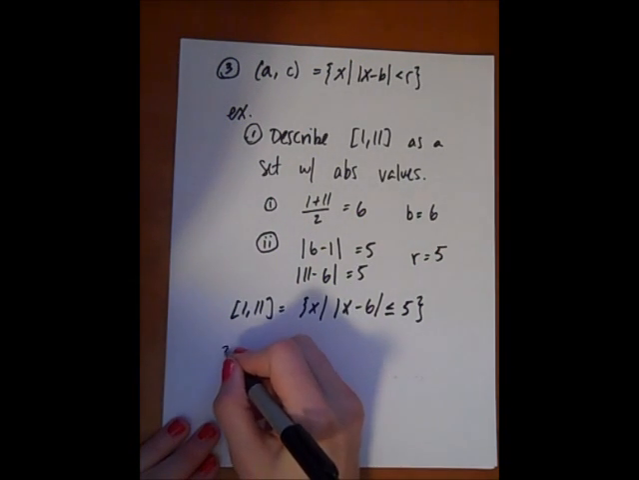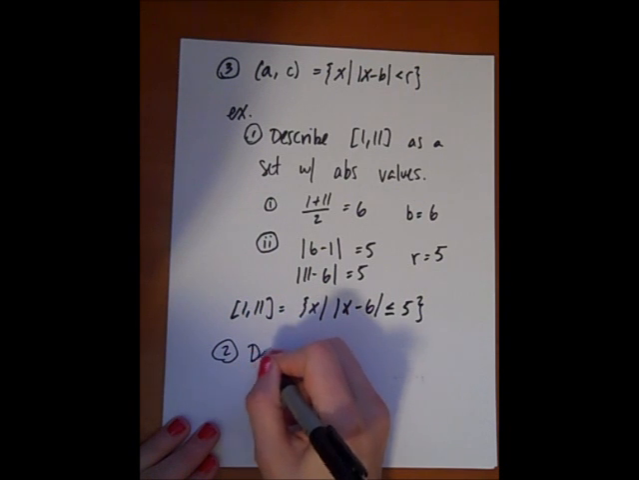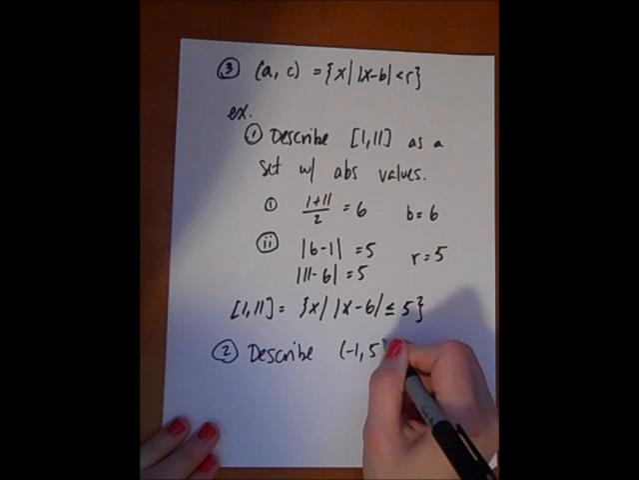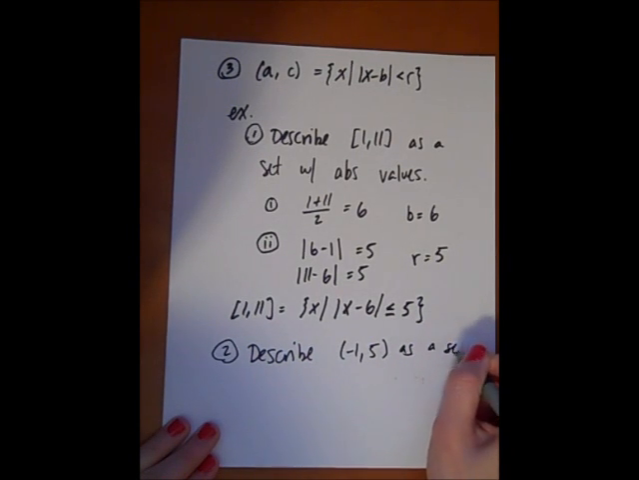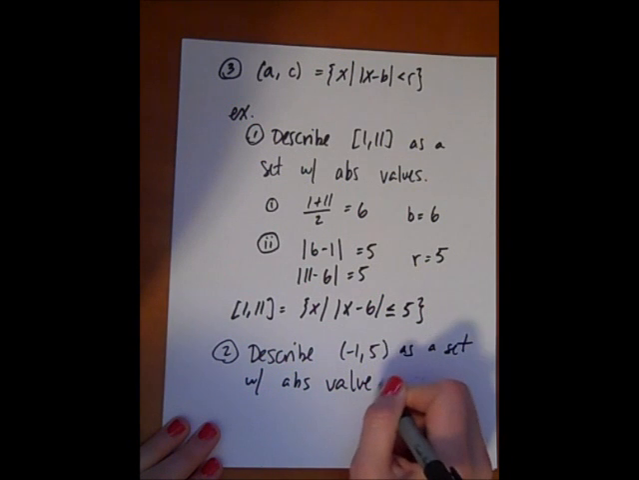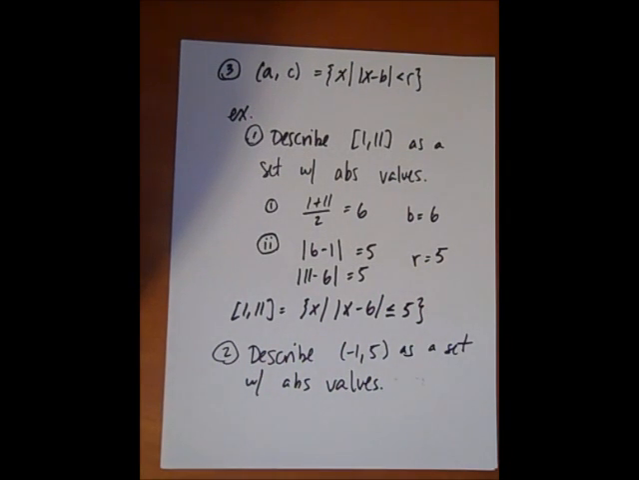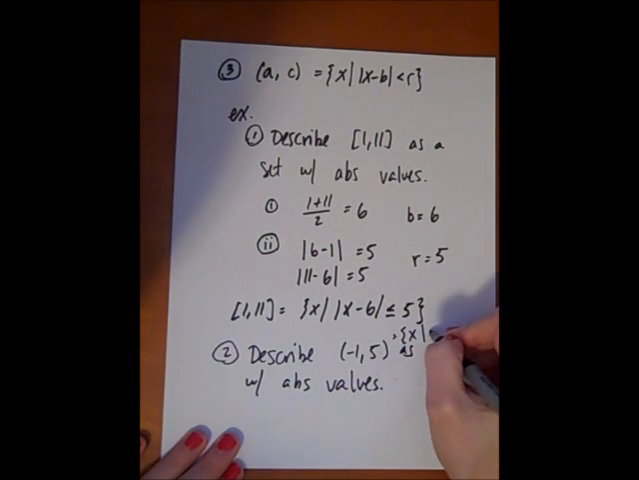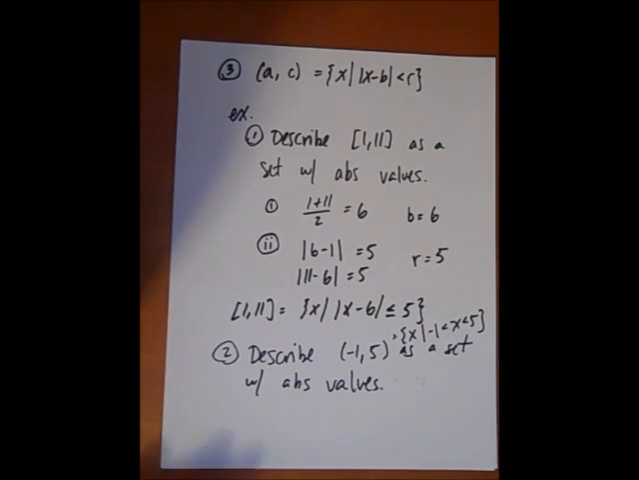Okay, let's do one more of these. Same thing. Let's describe the interval from -1 to 5 as a set with absolute values. So like I said before, we could definitely describe this as a set without absolute values. That would just be, we'll write that here. I could just write this as x between -1 and 5. Clearly that's a set, but that's not a set with absolute values.